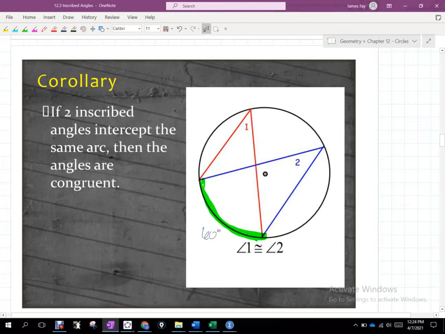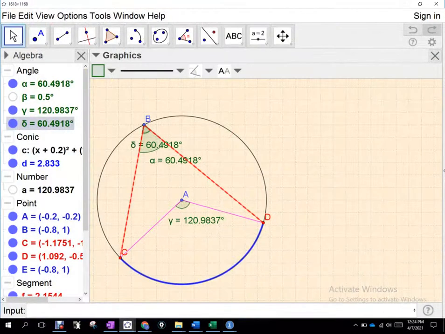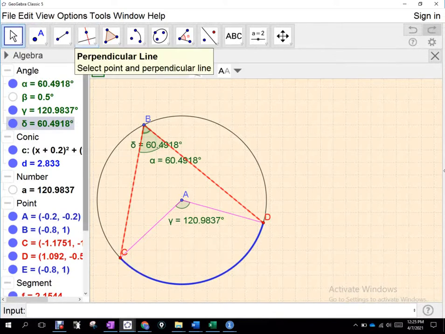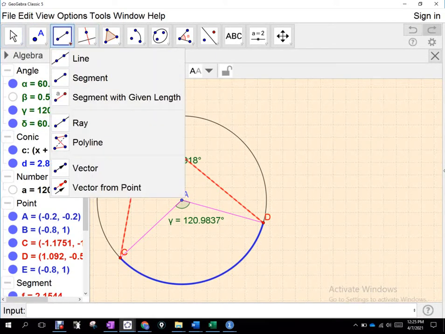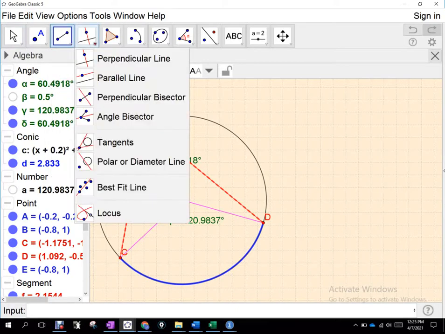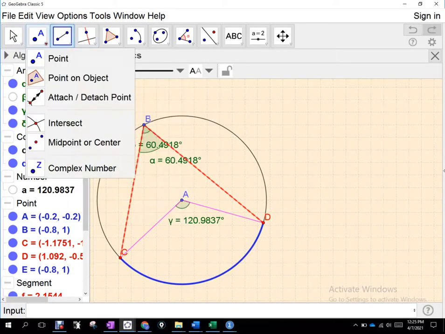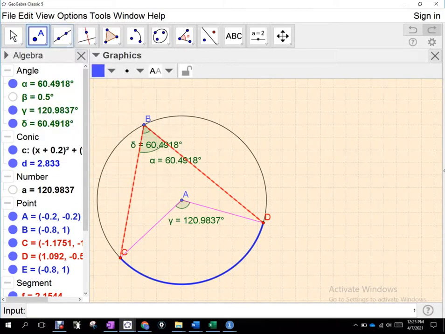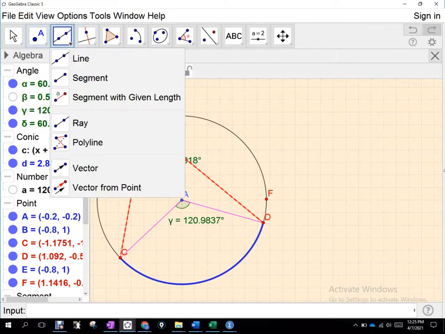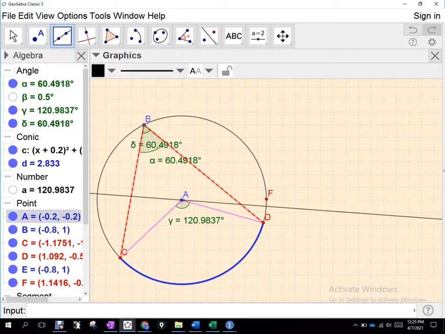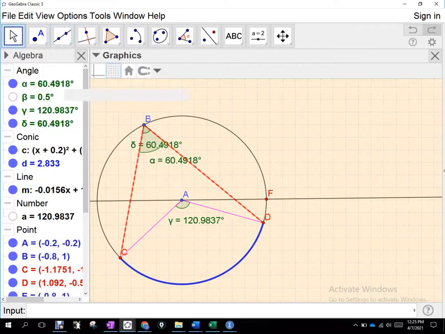Okay? In terms of degrees, how big is a semicircle? 180. So what I'm going to try to do here is develop a diameter for this circle. And I'll clean some other stuff up.